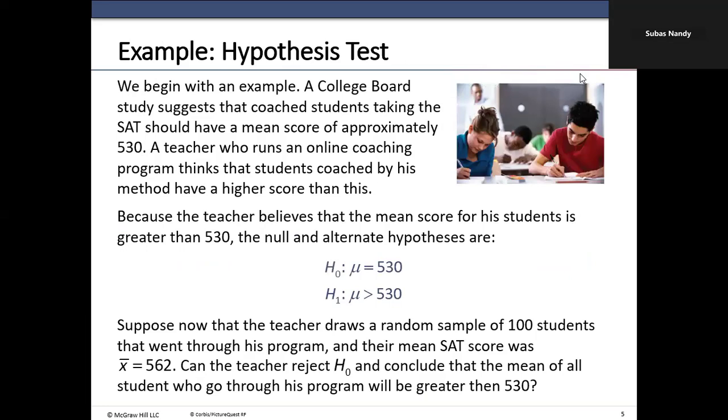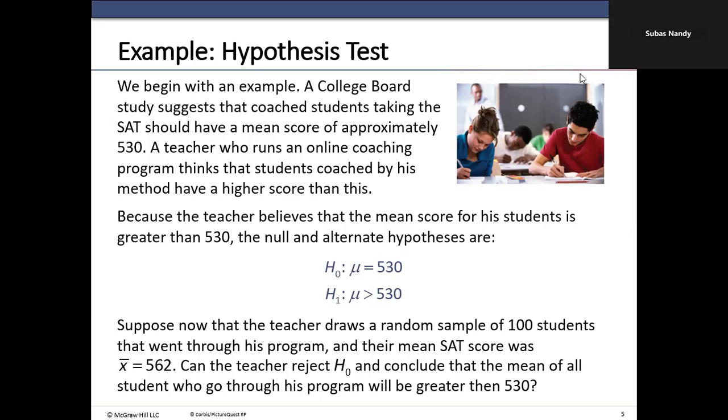A College Board study suggests that students taking the SAT exam have a mean score of approximately 530. A teacher who runs an online coaching program thinks that the students coached by this method have a higher score than this, because the teacher believes that the mean score for his students is greater than 530. The null and alternate hypotheses are: null is mean equal to, always the equal to sign in the null hypothesis, H sub 0, mu equal to 530, and the alternate, H sub 1, because he believes greater than, mu greater than 530.